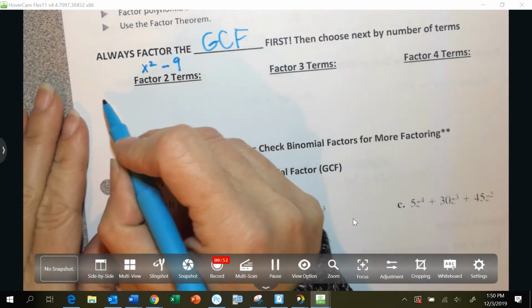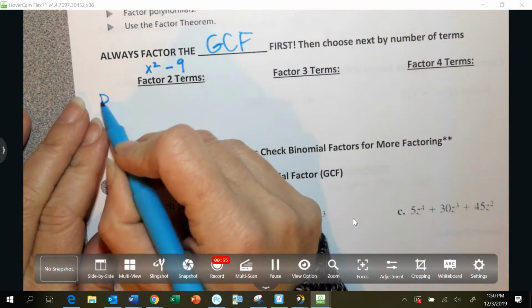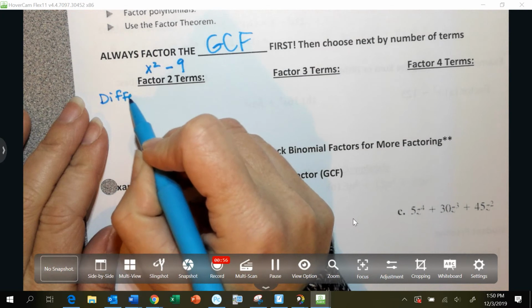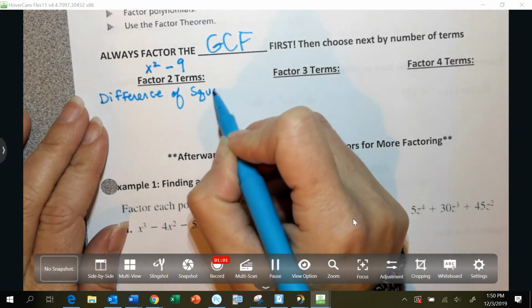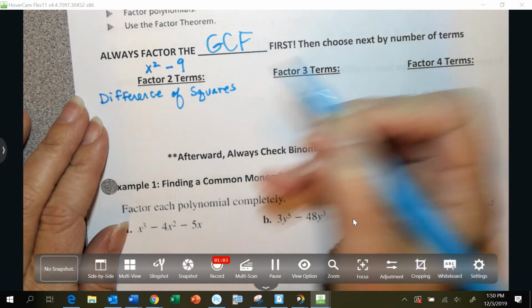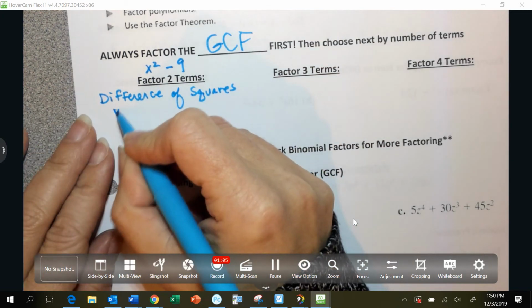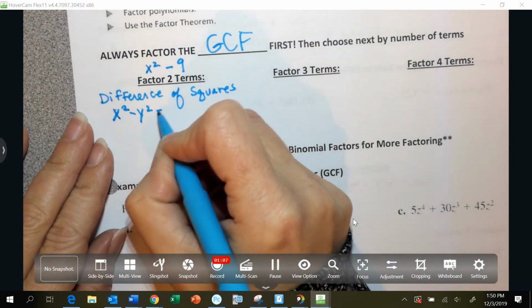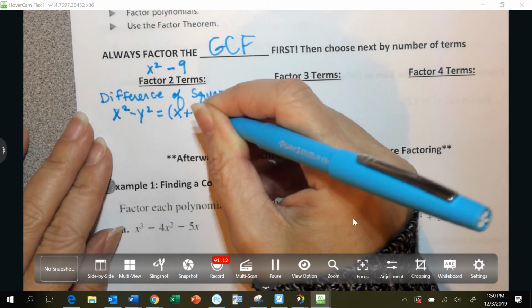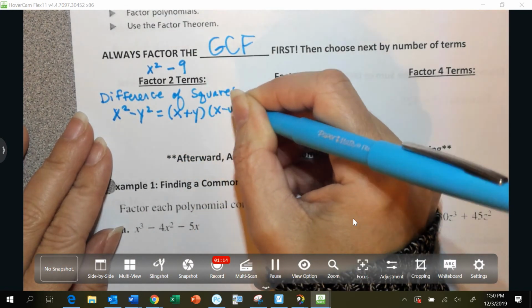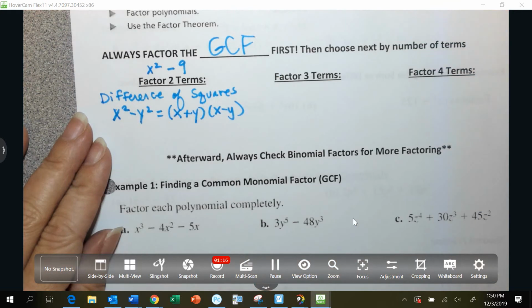Okay, so we are going to review vocabulary. Difference of squares would be if you have something like x squared minus y squared. And how would we factor that? We would do x plus y, x minus y. That's difference of squares.